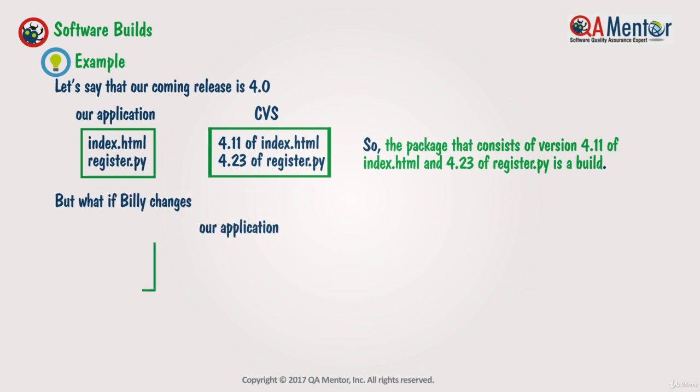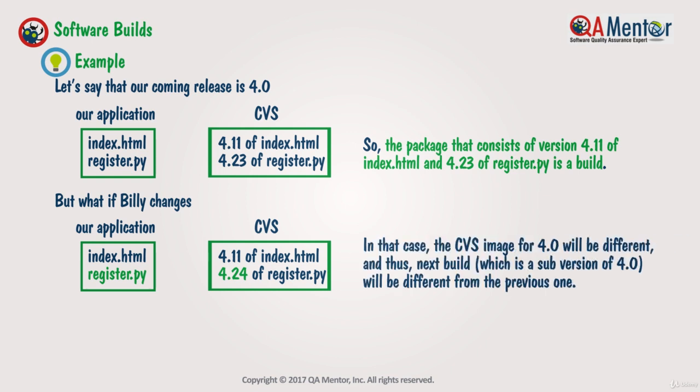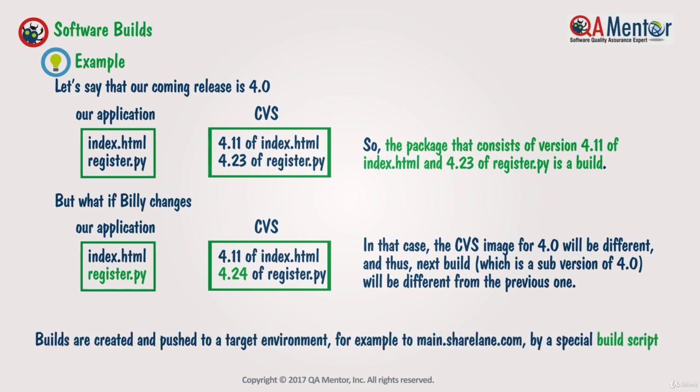But what if Billy changes register.py and checks it into CVS so we have version 4.24 of register.py? In that case, the CVS image for 4.0 will be different, and thus the next build, which is a subversion of 4.0, will be different from the previous one. Builds are created and pushed to a target environment, for example, to main.sharelane.com, by a special build script that's written by the release engineer to automate his job.